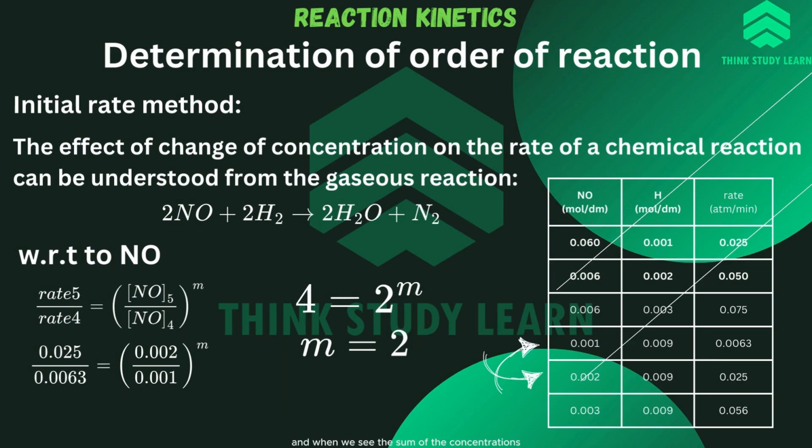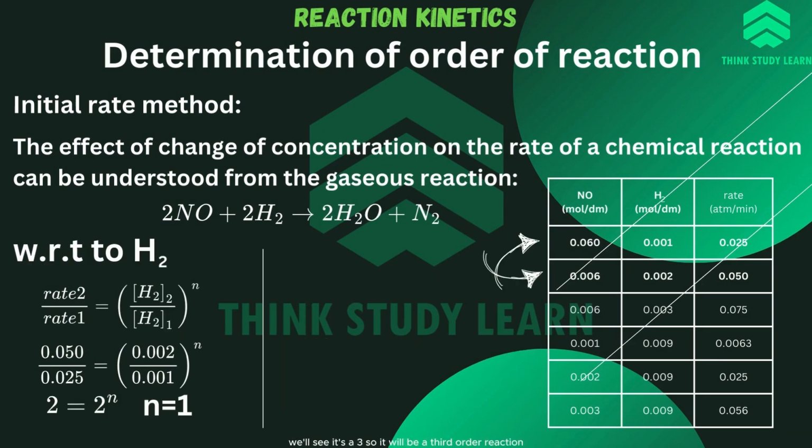Now we will find the order with respect to hydrogen. At this moment, we take those experiments in which NO has constant concentration, and these are 1 and 2. Here we write the formula rate 2 over rate 1 equal to concentration of hydrogen in 2 over concentration of hydrogen in 1 raised to power n. n is its order. After putting the values from the table into this equation, we get the order with respect to hydrogen, which is n equal to 1.